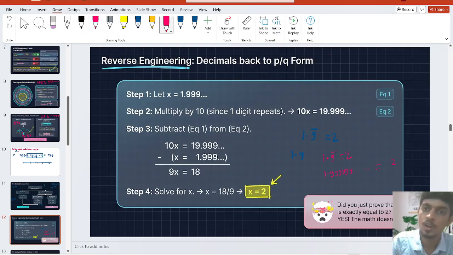Similarly, 1.39 bar is just equal to 1.4, because there is no number that lies between 1.39 bar and 1.4. Okay, it approaches 1.4. I hope it is clear to you.